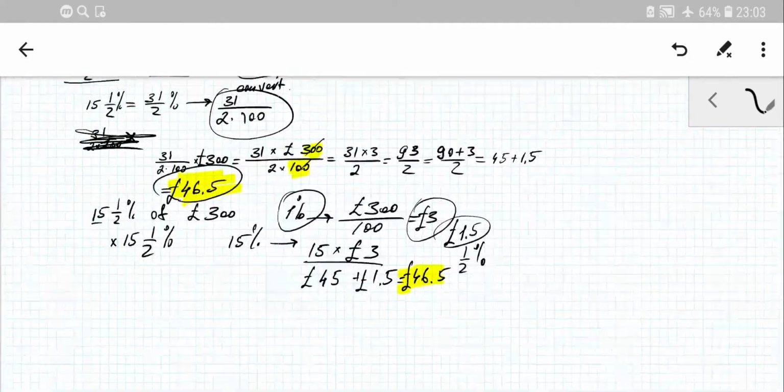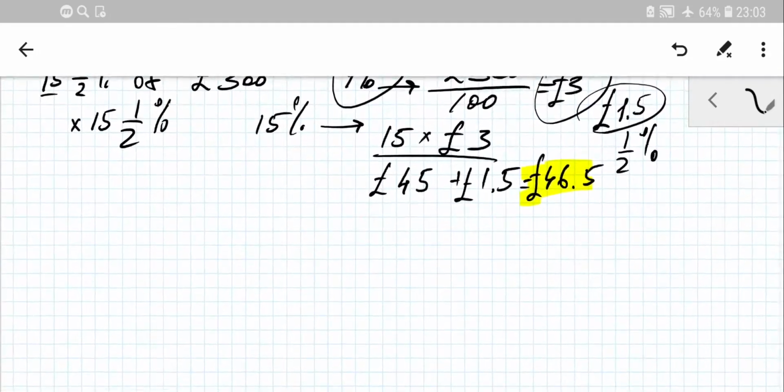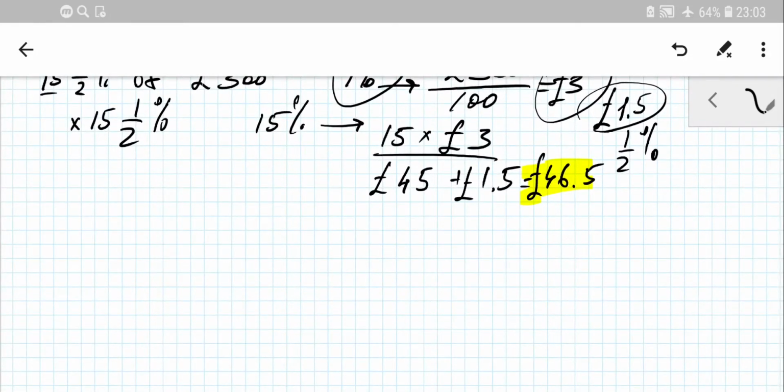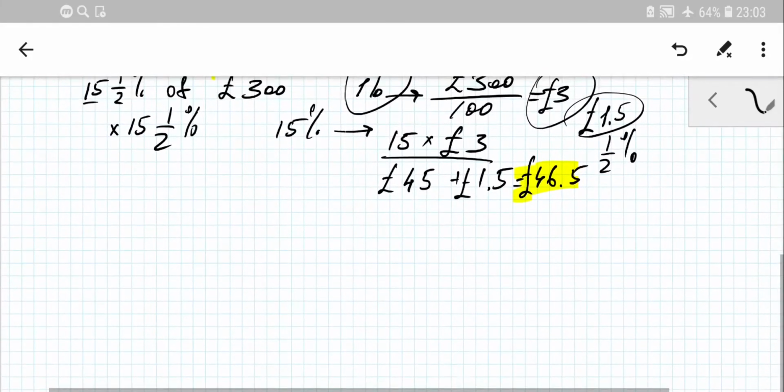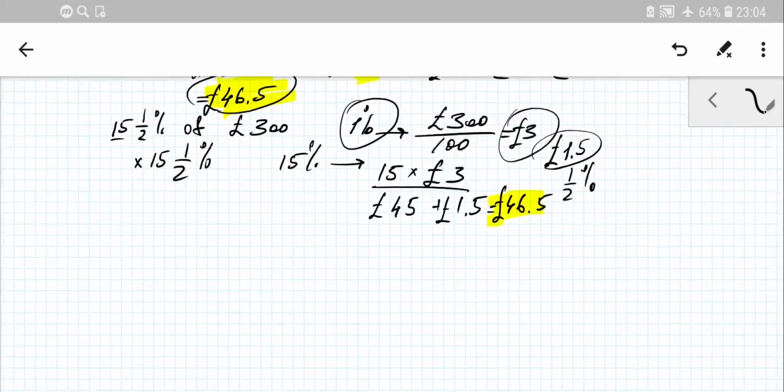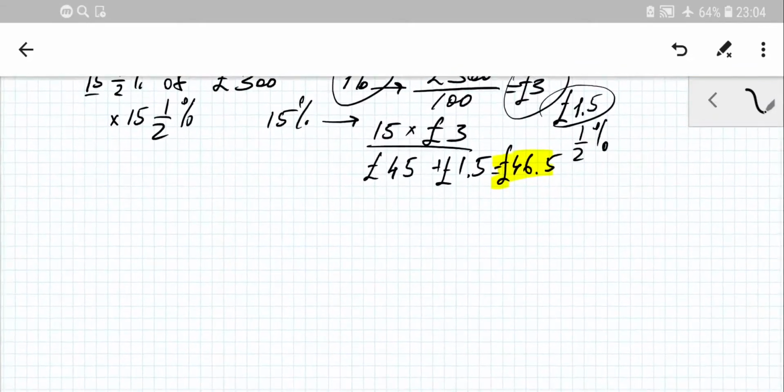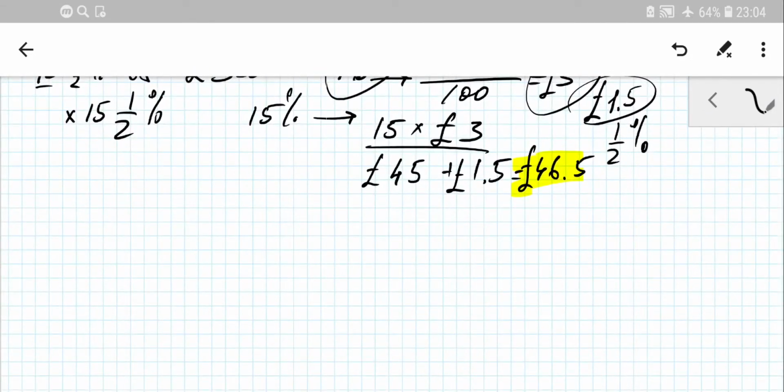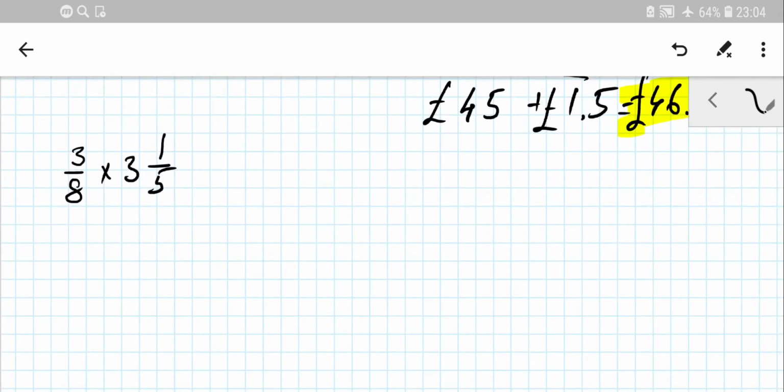So that's the percentage task. You simply apply it as a fraction, or just look for 1% first and then scale it to another percentage number like 15.5. Okay, so how do you multiply fractions if one is a proper fraction, let's say 3 over 8, and you multiply by, let's say, 3 and 1 over 5, let's take for example. So how to cope with that?